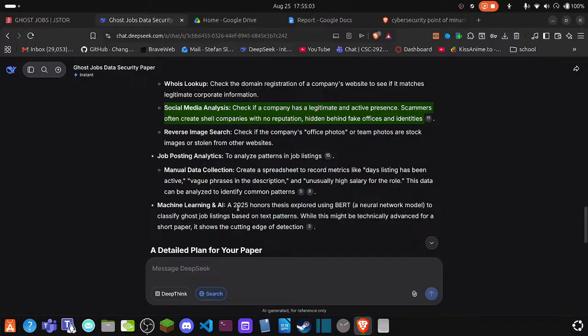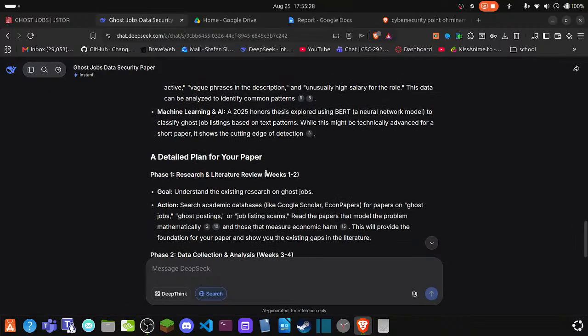Machine learning and AI: a 2025 honors thesis explored using BERT, a neural network model, to classify ghost job listings based on text patterns. While this might be technically advanced for a short paper, it shows a cutting edge of dedication.